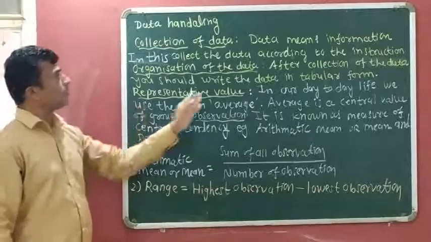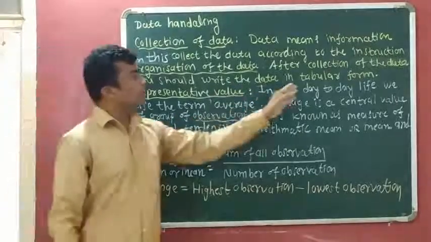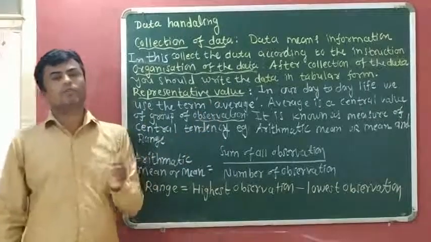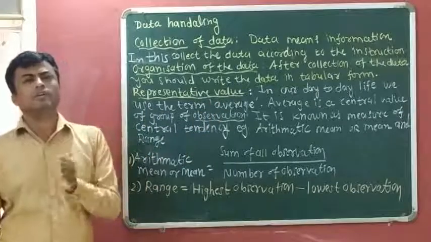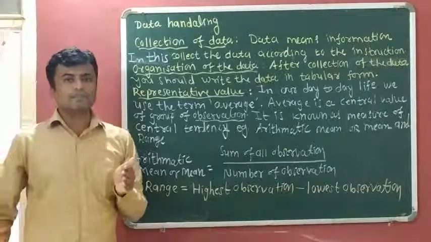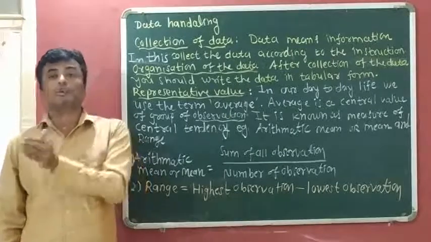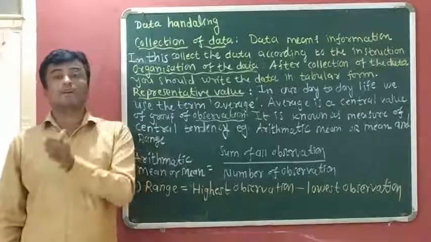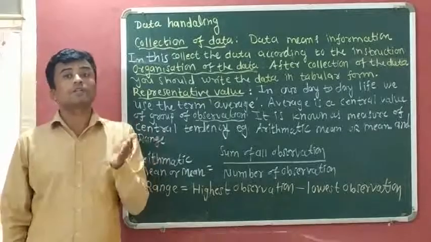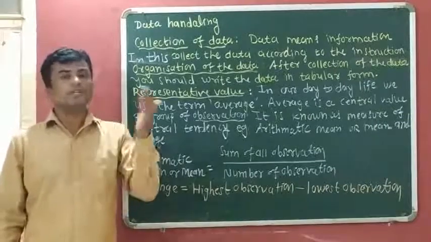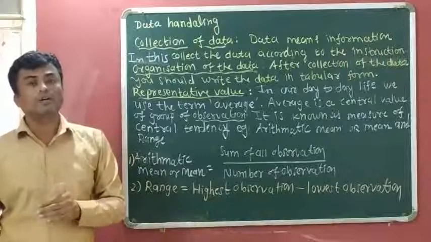Now next, representative value. In our day-to-day life, many times we use the term average. For example, average speed of the car, average speed of the plane, average speed of the train. Even we can use the word average in cricket also. Average run of the batsman. In this way many times we use the word average.